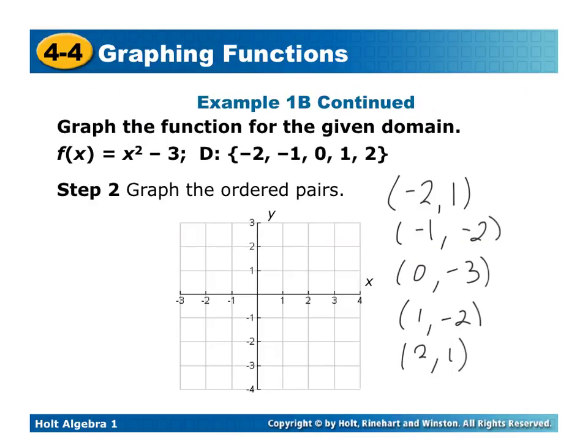So now that we've figured out our ordered pairs, we're going to just go ahead and graph those. So our first one is negative 2, 1. Then negative 1, negative 2. Then 0, negative 3. Then 1, negative 2. And then lastly 2, 1. And then one thing that I want you to notice is that not everything we graph will be a straight line. In this case, we have more of a V or a curved function, which you'll learn more about later this year.